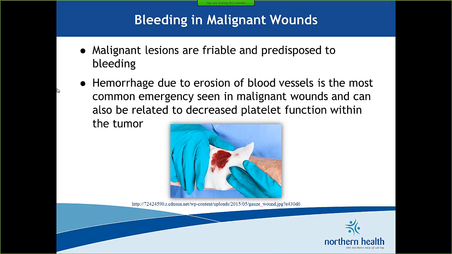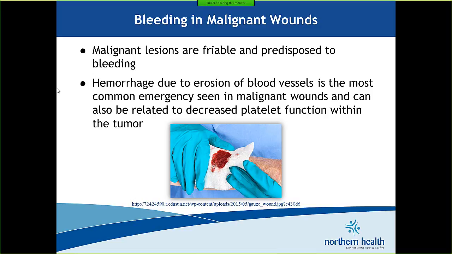So bleeding in malignant wounds. Malignant lesions are friable and predisposed to bleeding. Hemorrhage due to erosion of blood vessels is the most common emergency seen with malignant wounds and can also be related to decreased platelet function within the tumor. So these are such tumors as an ENT, so a carotid artery erosion from a neck metastases, or an oropharyngeal tumor erosion in the mouth, or tumor erosion into any adjacent vessels.